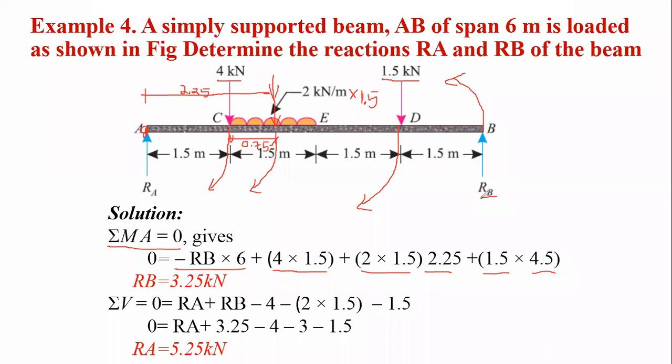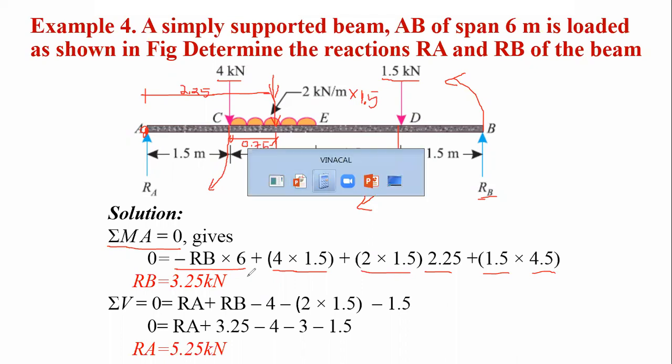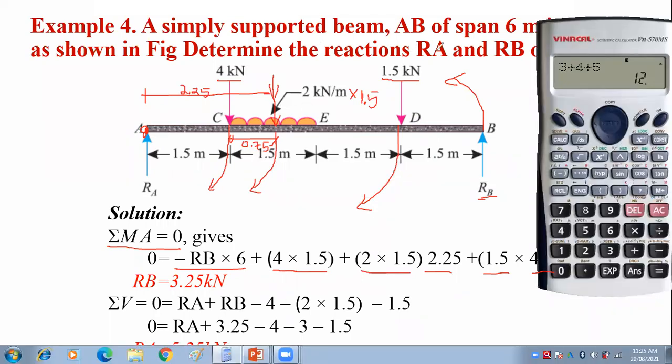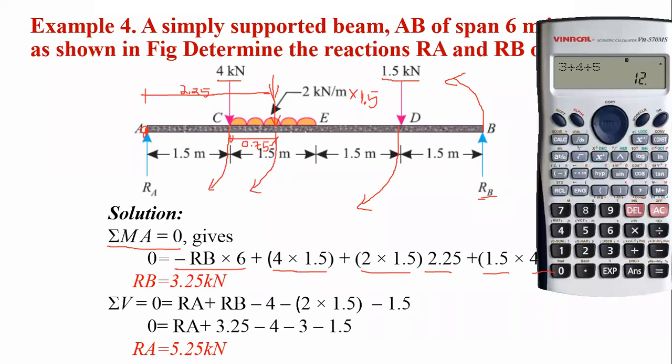Only the reaction RB is making an anti-clockwise moment. That's why it is taken as negative. Now solve the terms. Let us start with 4 into 1.5 plus 2 into 1.5 into 2.25. This one is the conversion of UDL into point load, and this one is the perpendicular distance.